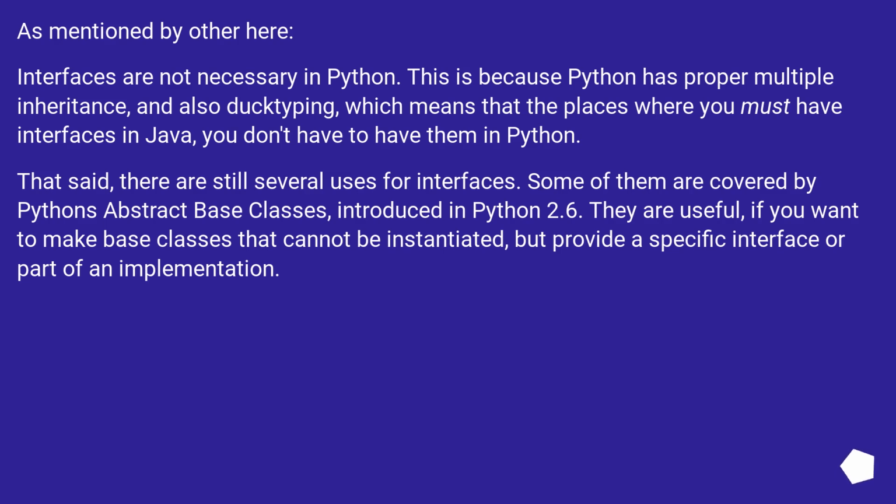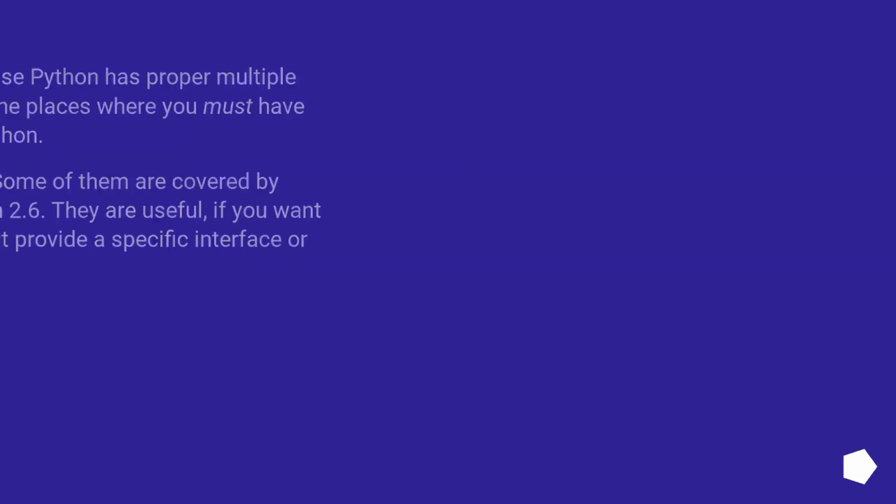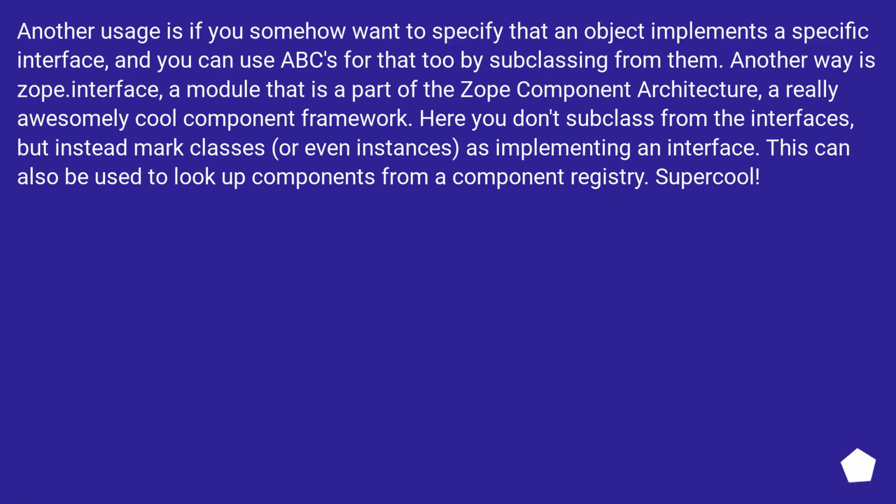They are useful if you want to make base classes that cannot be instantiated, but provide a specific interface or part of an implementation. Another usage is if you somehow want to specify that an object implements a specific interface, and you can use ABCs for that too by subclassing from them.